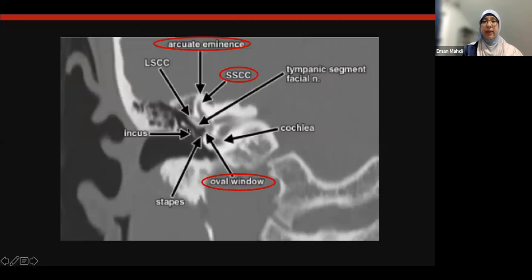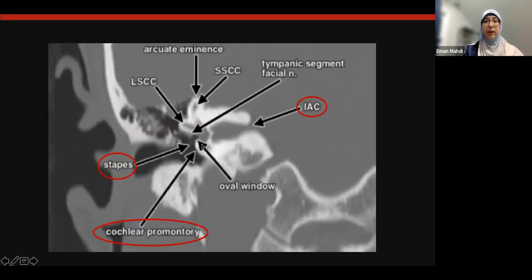So next, that's when we get more from the incus and then the stapes sitting on the oval window. We have the lateral semicircular canal, and then the superior semicircular canal covered by the arcuate eminence. Again, more of the stapes.